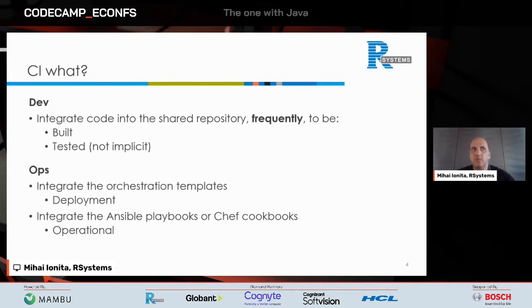While from an ops point of view, you should integrate changes to your orchestration templates, which are used for the deployment of VMs and containers, and also integrate changes to your Ansible playbooks or variants thereof. These are the elements that are necessary for the node, be that a VM or a container, to be operated, for an upgrade, for healing a node that went down, etc.